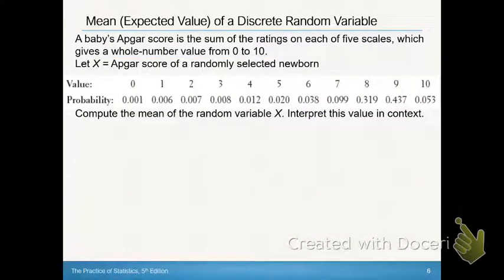So let's do an example. A baby's APGAR score is the sum of the ratings of each of 5 scales, which gives a whole number value from 0 to 10. Let x equal the APGAR score of a randomly selected newborn. So here we have a distribution, and we can see the numbers from 0 to 10 and their probabilities. We want to find the mean or the expected value.